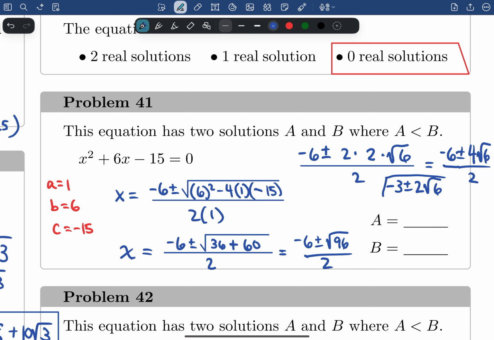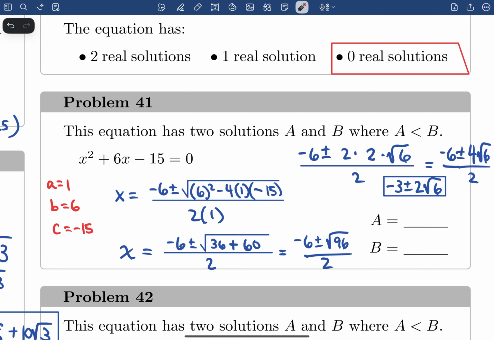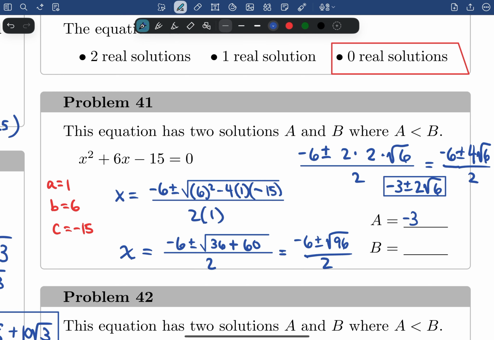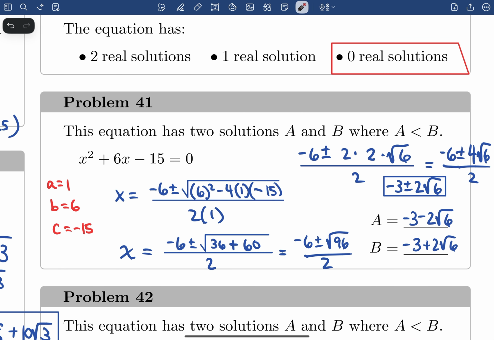Okay, so this is my solution. But I'm going to split it into 2 solutions. And I'm going to put the smaller number first as A, and the larger number second as B. Reporting my answer, I have negative 3 minus 2 root 6. That's the smaller number. And then negative 3 plus 2 root 6 is the larger number. Because well, when I subtract 2 root 6, that's going to be less than adding 2 root 6 to this initial number that we started with. That's the reasoning. So pick the minus version as the smaller number, the plus version as the larger number.